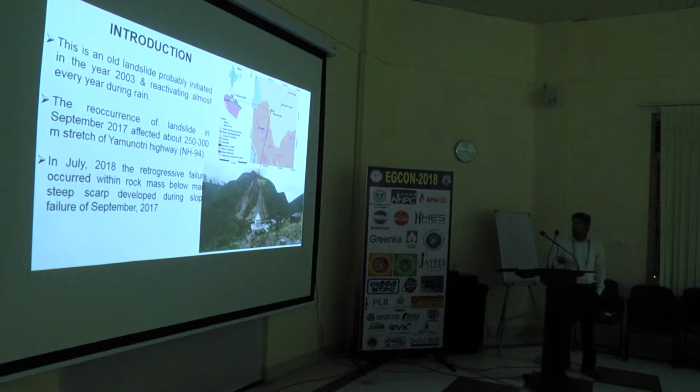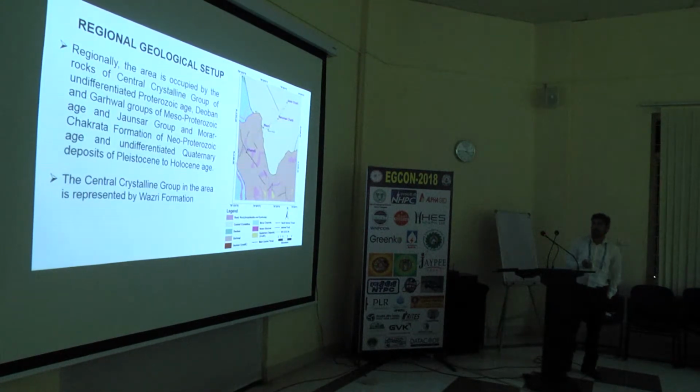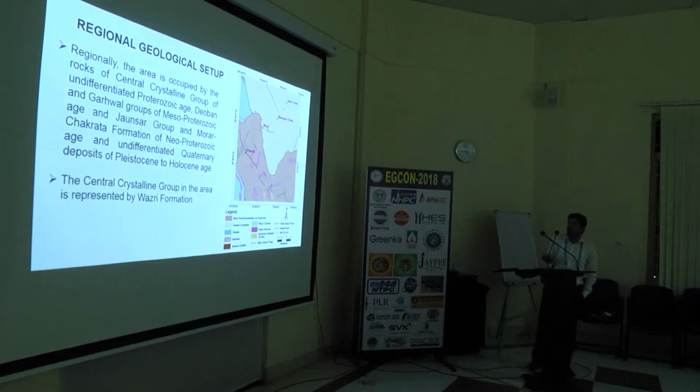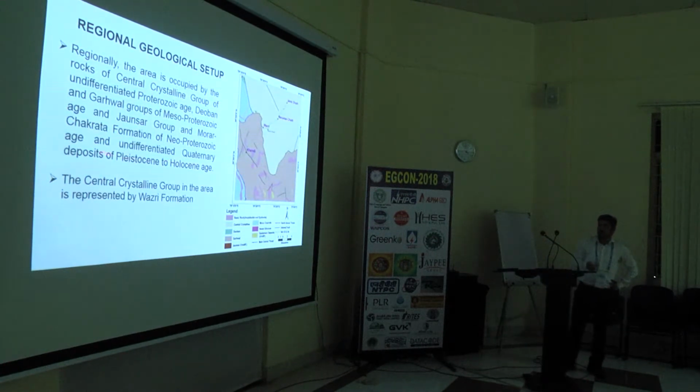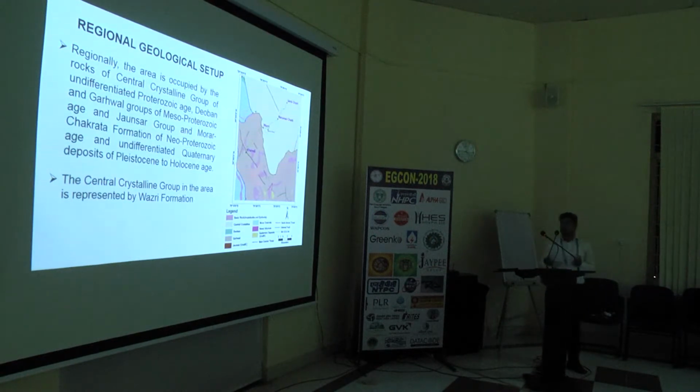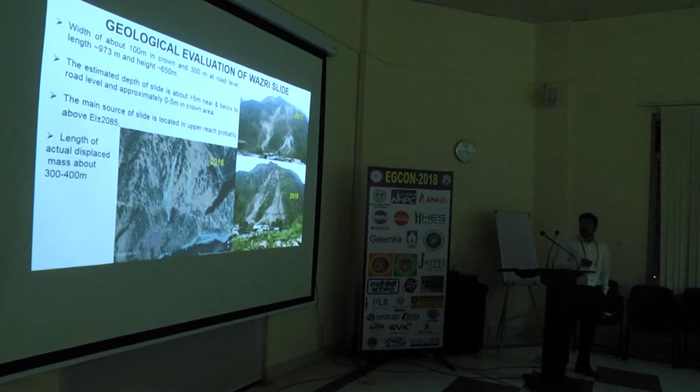Next. Regional geological setup. Basically the area exposes rocks of the central crystalline, Devan rocks of the Devan group, Gadwal group, as well as Murar Chakrata, and the quaternary deposits along the river. The slide is located in the rocks of central crystalline, locally known as the Vajri formation, which is basically comprised of gneisses, variants of gneisses, as well as schist in between.